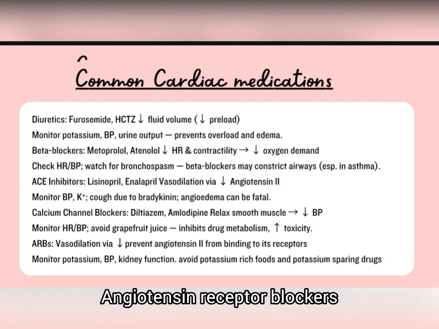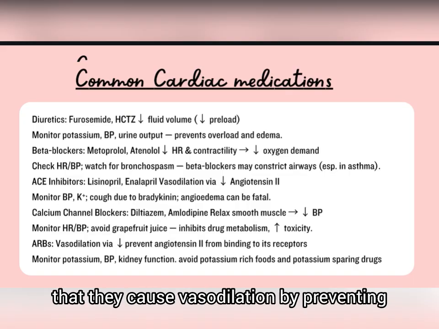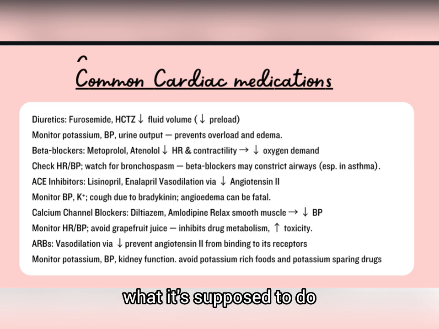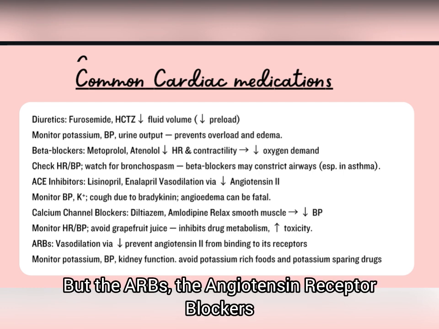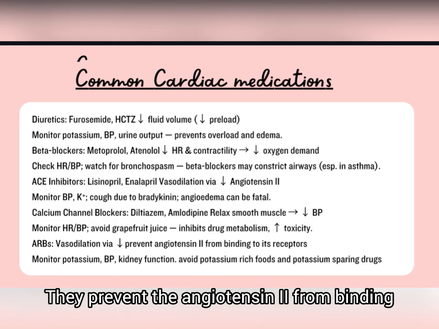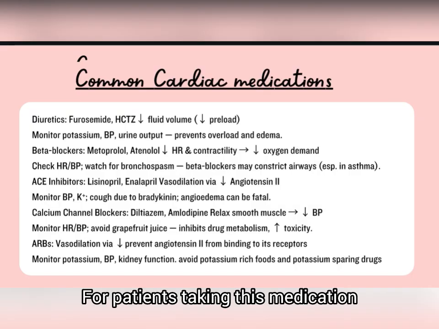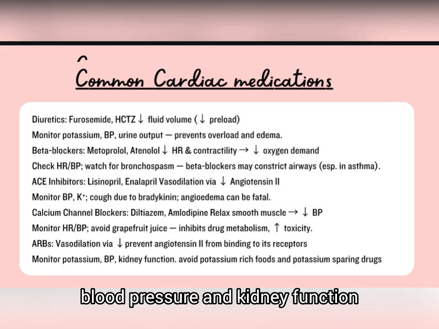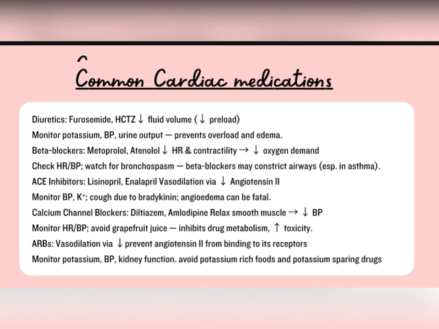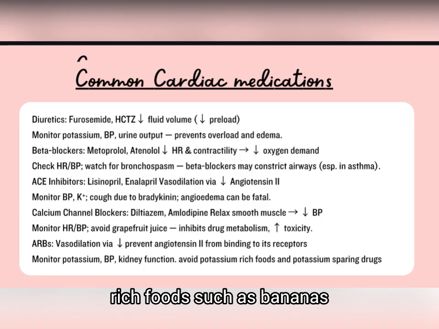Angiotensin receptor blockers are somewhat similar to ACE inhibitors in that they cause vasodilation by preventing angiotensin 2 from doing what it's supposed to do. But the ARBs, the angiotensin receptor blockers, act in a different way. They prevent the angiotensin 2 from binding to its receptors. For patients taking this medication, we want to monitor potassium, blood pressure, and kidney function. We want to teach the patient to avoid potassium rich foods such as bananas and potassium sparing drugs.